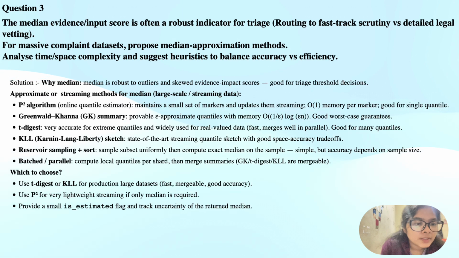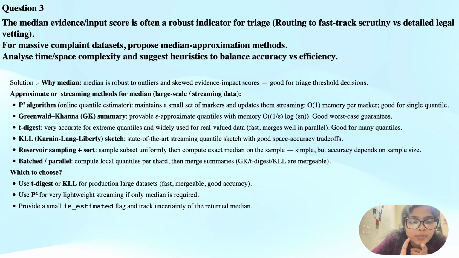Moving towards the third one. Here we have been given the problem statement in which the mean evidence input score is often a robust indicator for triage, routing to fast track scrutiny versus detailed legal vetting. For massive complaint datasets, propose median approximation methods, analyze time and space complexity, and suggest heuristics to balance accuracy versus efficiency. So, solution to this: first of all, why median?